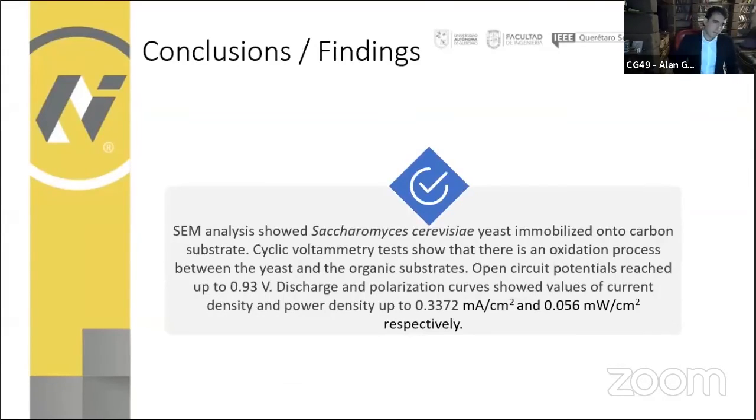Now, in conclusions, our scanning electron microscopy analysis showed that our yeast, Saccharomyces cerevisiae, was immobilized onto our carbon substrate. Our cyclic voltammetry test showed that there is a reaction and oxidation process taking place for all of our 4 different carbohydrates. And for the open circuit potentials, the highest value that was obtained was up to 0.93 volts. And our discharge and polarization curves showed the highest values of current and power density of about 0.3372 milliamperes per square centimeter and 0.056 milliwatts per square centimeter, respectively.